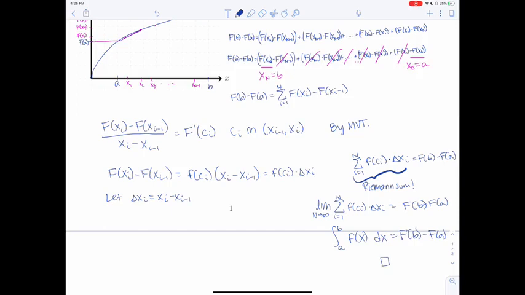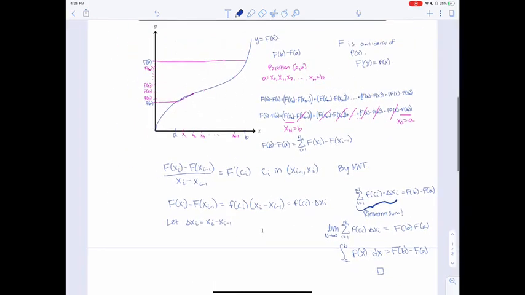So we did it. Right? We showed that this difference in the antiderivative is truly the integral of a continuous function. And we used the continuity when we did the mean value theorem. Okay?